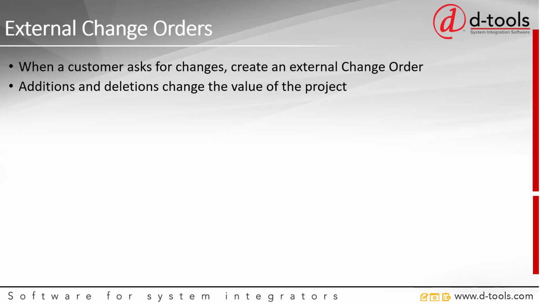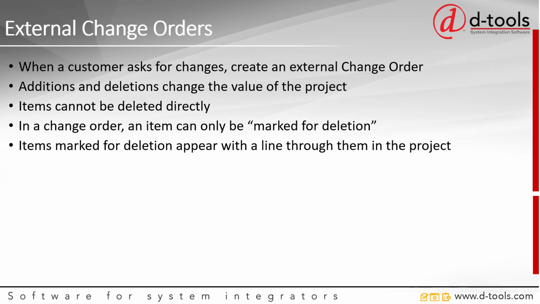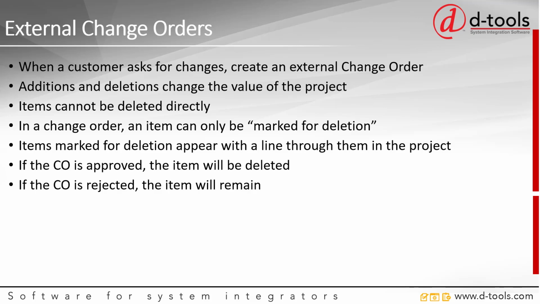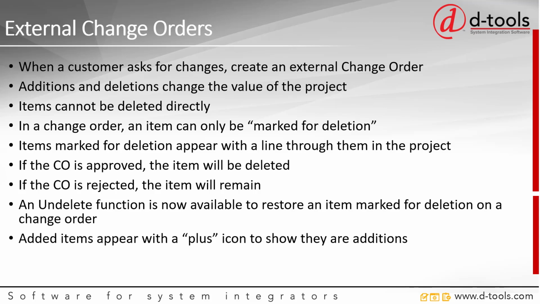Additions and deletions actually change the value of the project. Items cannot be deleted directly. Instead, in a change order, an item can only be marked for deletion. Items marked for deletion appear with a line through them in the project window. If the change order is approved, the item will then be deleted, and if the change order is rejected, the item will remain. An undelete function is now available to restore an item marked for deletion on a change order. Added items appear with a plus icon to show they are additions, and all changes reflect the change order number.